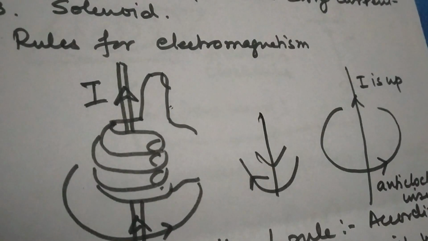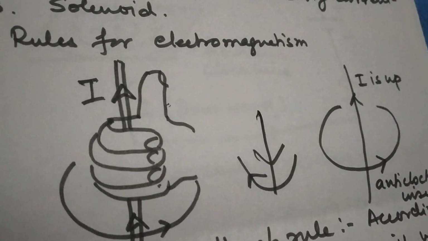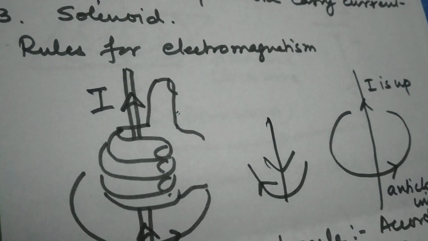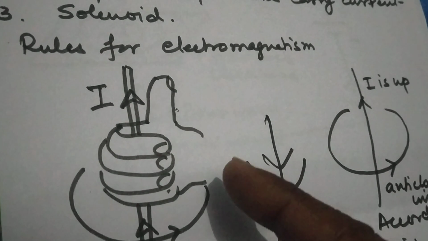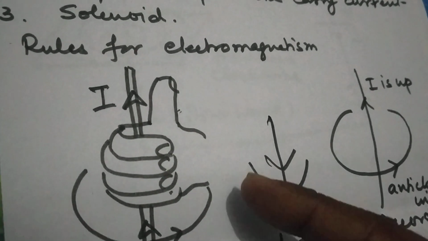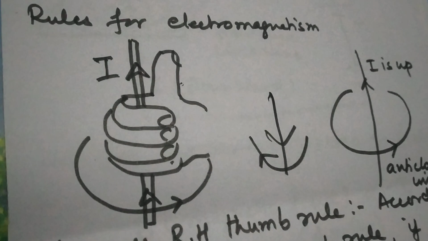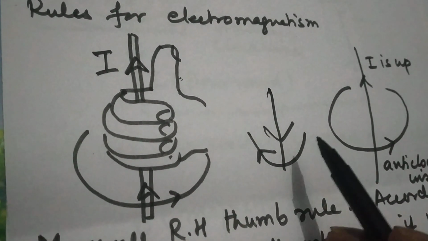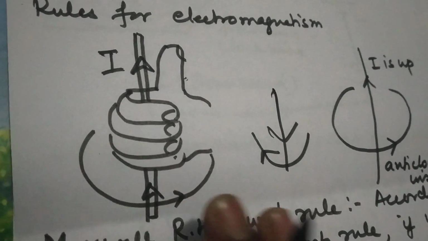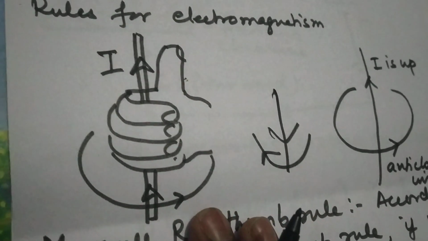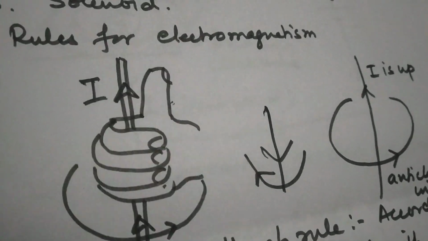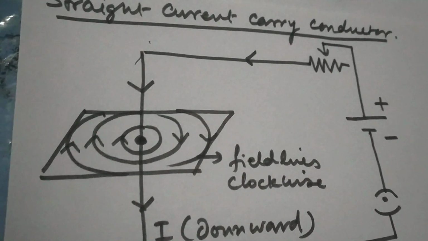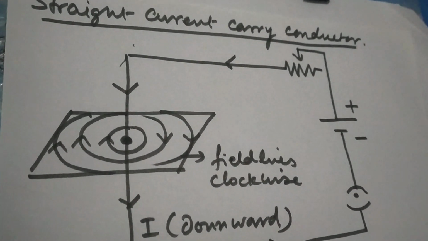In this rule, we are holding a straight conductor, and the current is moving up and your folded fingers are pointing in the anti-clockwise direction, or you can say all the circular field lines which are made are showing the anti-clockwise direction. But on the other hand, if the current is reversed, your field lines will go clockwise. We'll give you an example of how to make these field lines and how to use this rule in the next topic, that is the electromagnetism in a straight current carrying conductor.